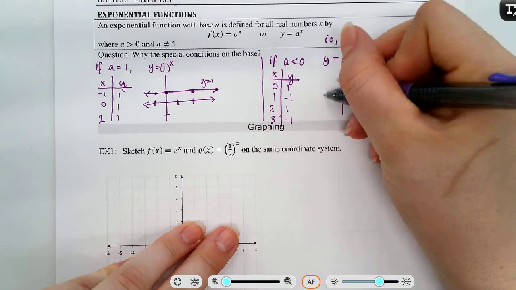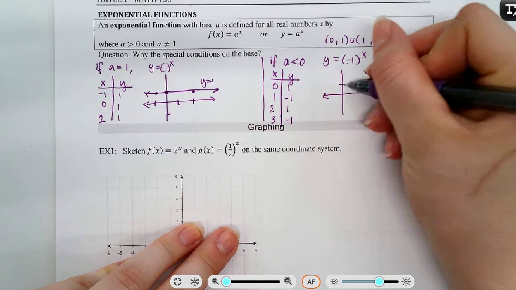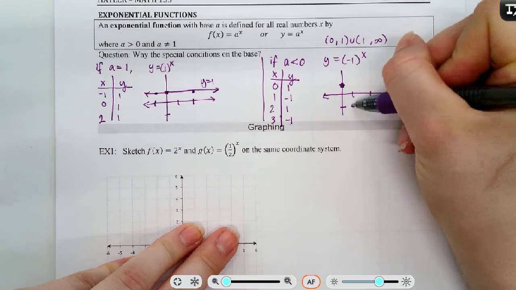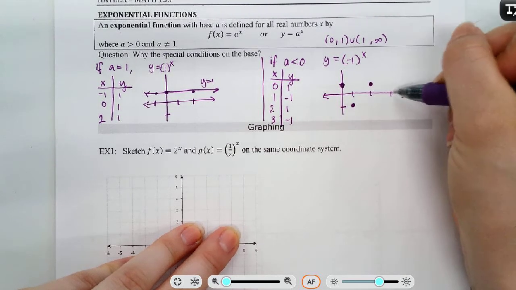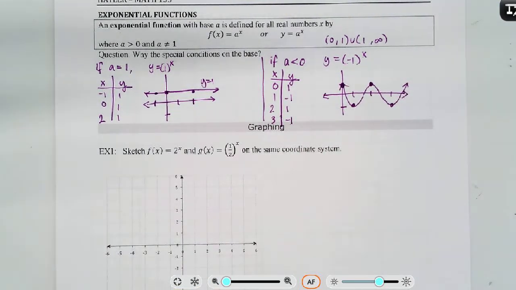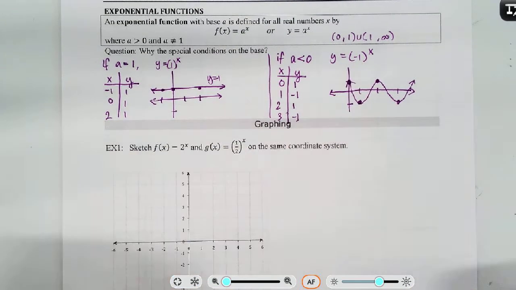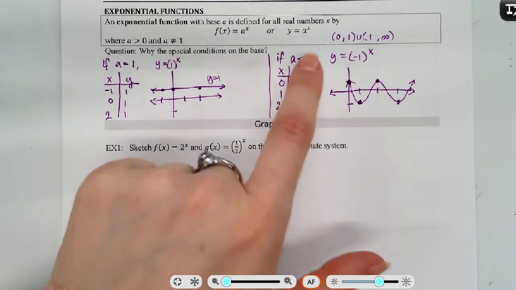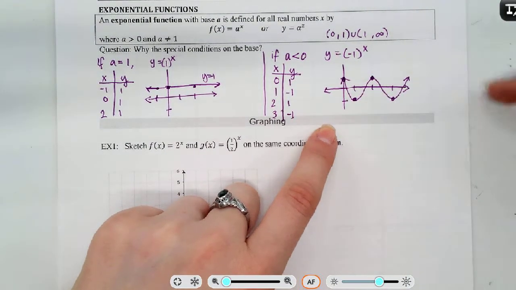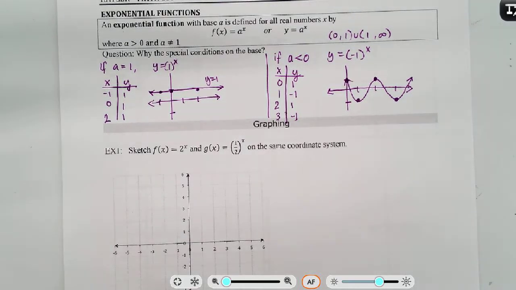So if I was to graph this, we have 0, 1, 1, negative 1, 2, 1, and 3, negative 1. Okay, this ends up creating something that'll look sort of like that, which is also not what we're talking about when we're looking at exponential functions, okay? So because of the alternating between positive and negative signs when we use a negative base, we don't want these to be included in exponential functions. So the restriction for being less than 0 was put in, because if we have a negative base, the sign will alternate and we'll end up with this weird zigzag. Okay, so those are the two special conditions and why we don't allow them.